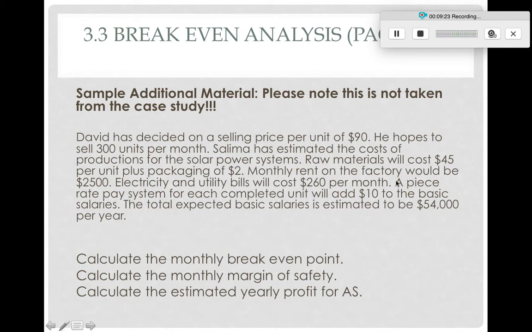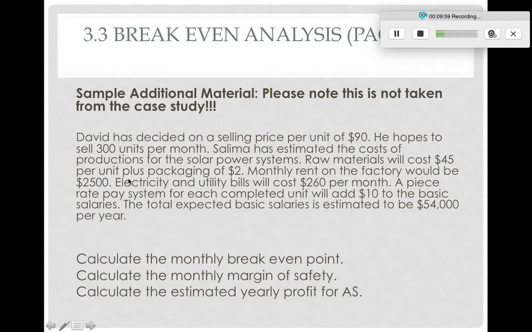David has decided upon a selling price per unit of $90. He hopes to sell 300 units per month. Salima has estimated the cost of productions for the solar power systems. Raw materials will cost $45 per unit plus packaging of $2. Monthly rent on the factory will be $2,500. Electricity and utility bills cost $260 per month. A basic piece rate pay system for each unit completed will add $10 to the basic salaries for the workers. The total expected basic salaries is estimated at $54,000 per year.